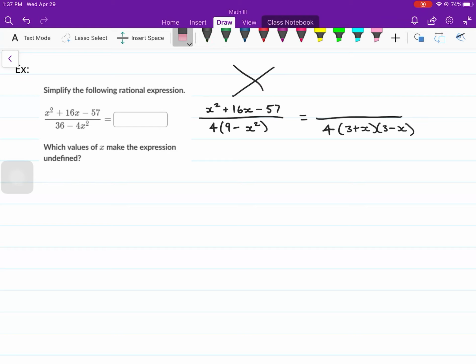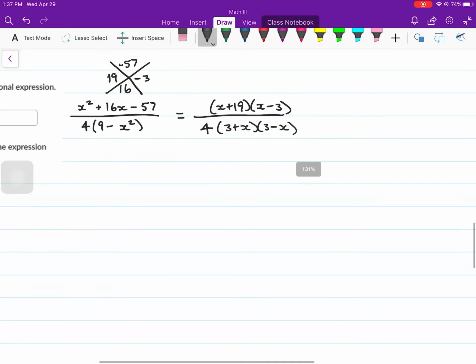And then here, what multiplies to negative 57 and adds to 16? So multiplies to negative 57 and adds to 16. I'm picturing, right now, I'm trying to think. I feel like it's 3 times 20, so 3 times 19. Yep, 19 and negative 3. So we'll have x plus 19, x minus 3.